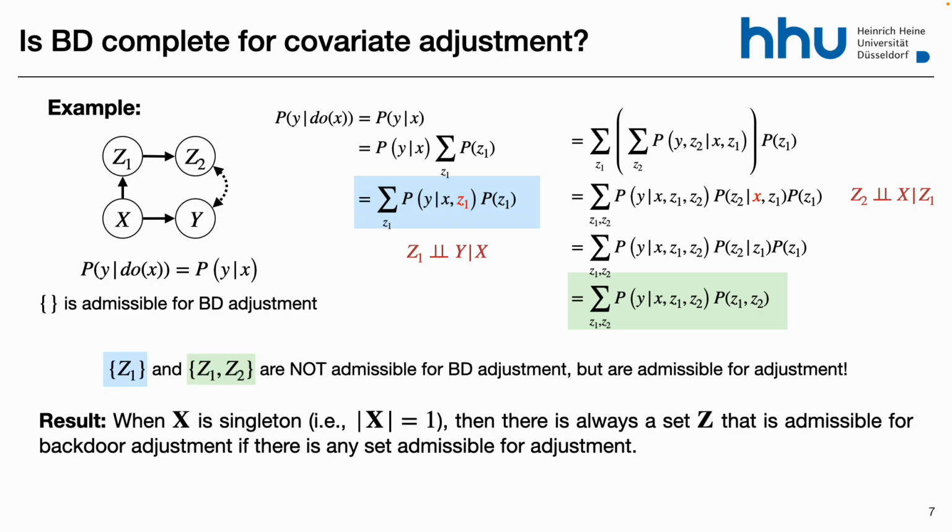So as a result, we actually have that when x is a singleton, or the cardinality of x is 1, then there is always a set Z that's admissible for backdoor adjustment if there exists some set that's admissible for adjustment. So in this case, I could find the empty set. So that exists the adjustment. So the adjustment works to identify the effect of x on y, and I could find it. But this is not always true if the cardinality of x is larger than 1.